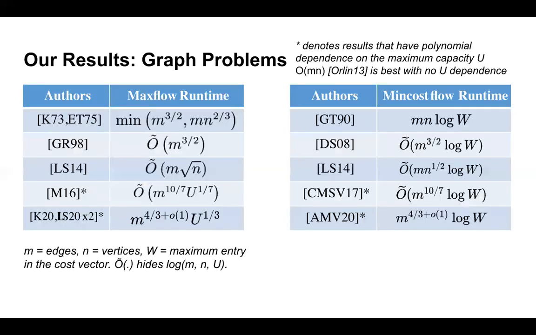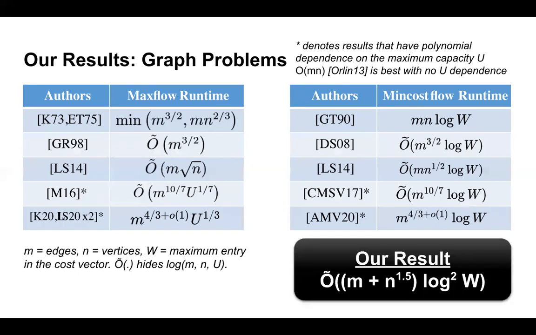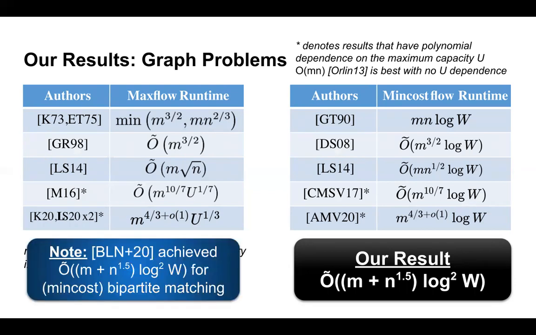Our results on graphs are the following. So here are the previous results on graphs. And in light of this, here is what we're able to show. What we give is a max flow or min cost flow algorithm that runs in time (m plus n to the 1.5) times log squared of the maximum entry in the cost vector or the maximum capacity. So one way to interpret this result is that it was shown previously that you can get the same result, but only for bipartite matching problems. So our result extends this to flow problems.